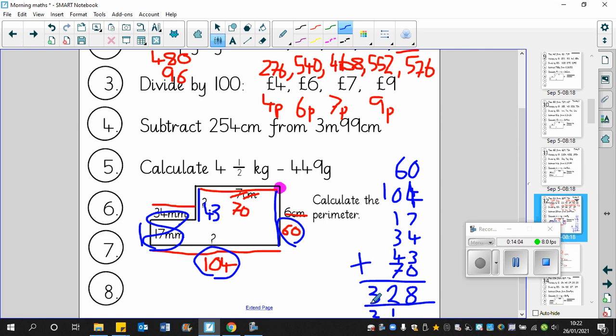Right, now what I'll do is do it in my head and see if I get the same answer. 70 and 40 is 110, so that's 113. 143, 147, 157, 164, 268, 328. Yes, I think I'm right first time there.